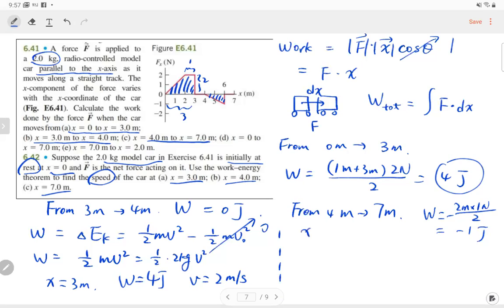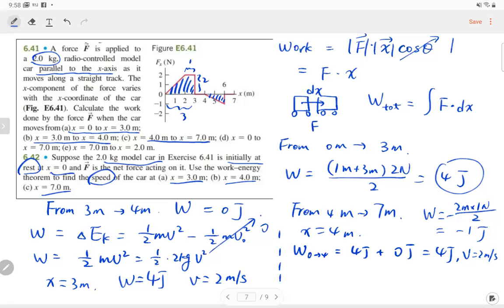Second one, at x equal to 4, let's see, what's the total work done by the force from x equal to 0 to 4? So the work from 0 to 4, we have to add all the work before x equal to 4. So we have 4 joule from 0 to 3 plus 0 from 3 to 4. Then we will get the total work 4 joule, so the velocity is equal to 2 meters per second. That makes sense because from 3 meters to 4 meters, the force is zero. If force is zero, that means acceleration is zero. There's no acceleration, then the speed will be a constant. At 3 meters, the velocity is 2. So at the 4 meters, the velocity is also 2. It doesn't change.